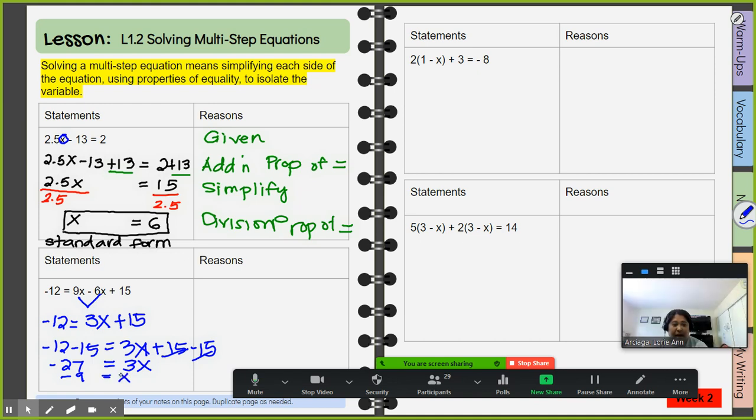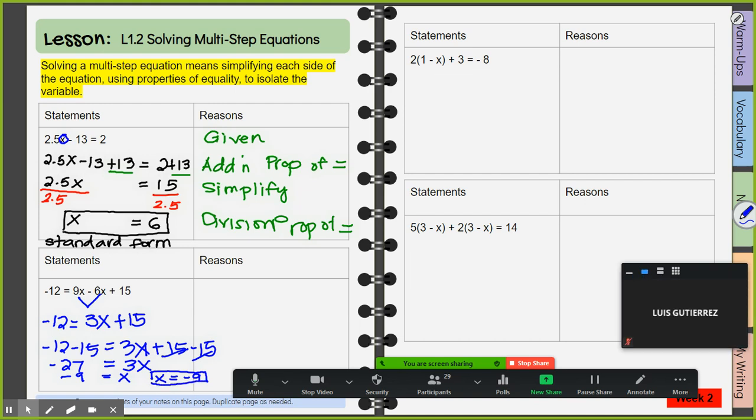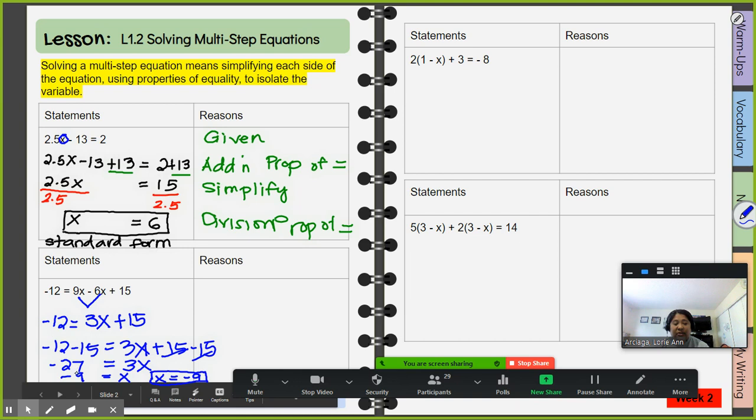But I have to switch these in standard form, so I have to put the x on the left-hand side. The final answer here would be x is equal to negative 9. And you got it right, Luis. When Luis divided both sides by 3, negative 27 divided by 3 is negative 9. Awesome. Thanks for helping me.